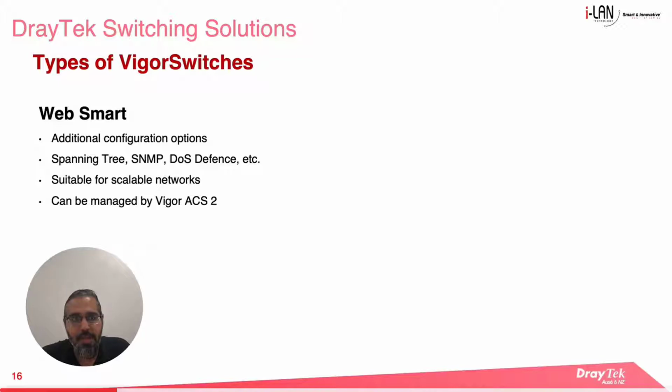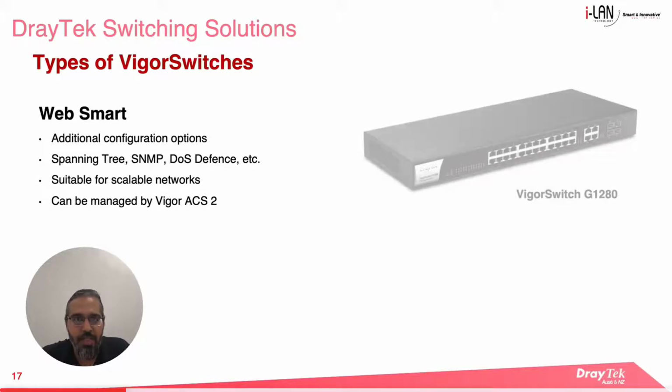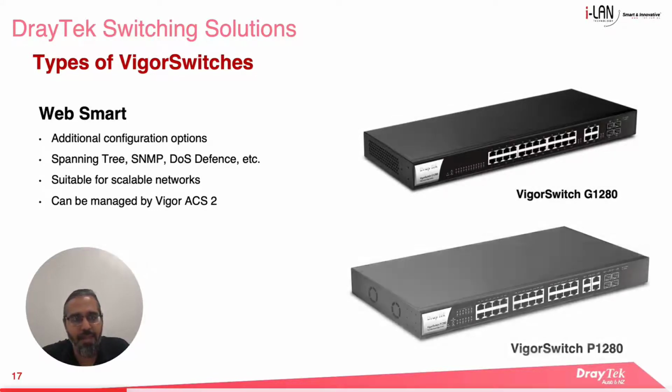The next type is WebSmart Vigor switches. These have additional configuration options compared to the Smart Light switches. Additional features include spanning tree, SNMP, DOS defense, etc. These are suitable for scalable networks and can be managed by Vigor ACS2. Examples of WebSmart Vigor switch are the Vigor switch G1280 and P1280 shown here.